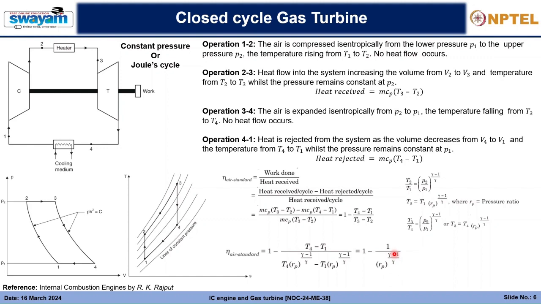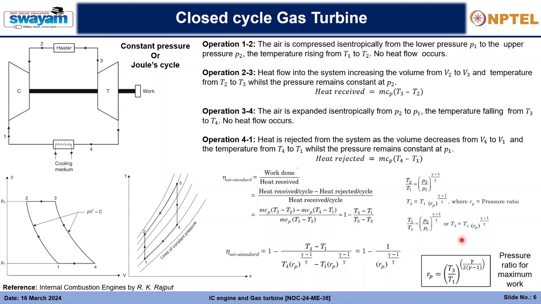Suppose the fluid is air, so we are considering 1.4 as the gamma, but if it is changed to another kind of fluid, then the gamma value will change. So the air standard efficiency is directly dependent upon the pressure ratio in which we need the operation to be, and the second is the fluid that we are using, the fluid property. So that's the thing about closed cycle gas turbine, how to calculate the air standard efficiency.